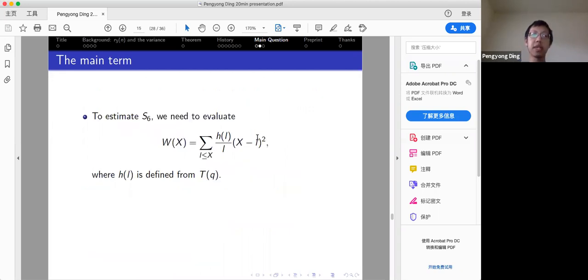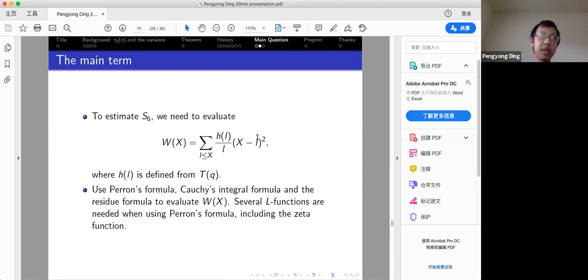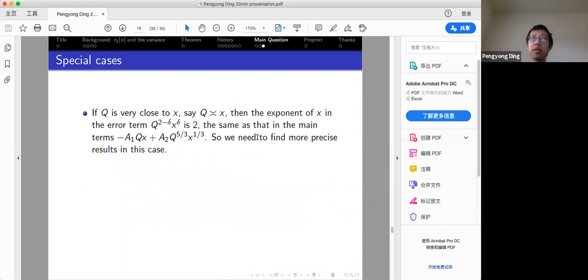And in order to estimate S6, we need to evaluate such a function w of x given by the sum of h of l over l times x minus l squared, where h of l is defined from t of q. And the general way to calculate w of x is to use Perron's formula, use Cauchy's integral formula and the residue formula. And we need several L functions when using Perron's formula, including the zeta function. So that's how to get the result.